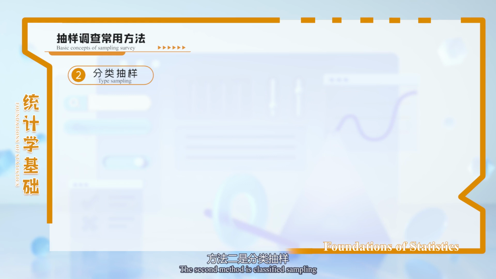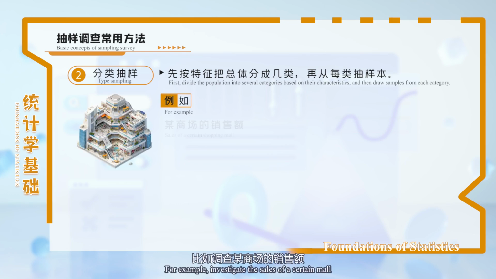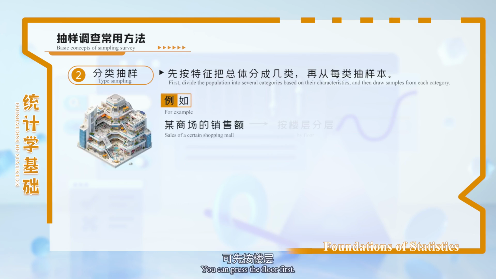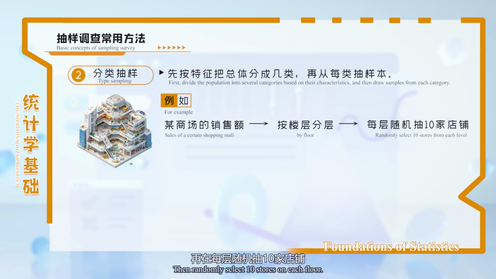The second method is stratified sampling. This approach is smarter. First divide the population into several categories by characteristics, and then draw samples from each category. For example, investigate the sales of a certain mall. You can first stratify by floor, food on the first floor and clothing on the second floor, then randomly select 10 stores on each floor.